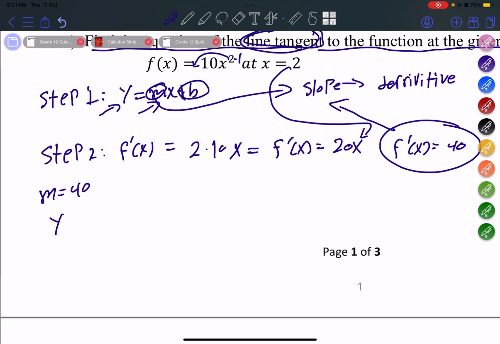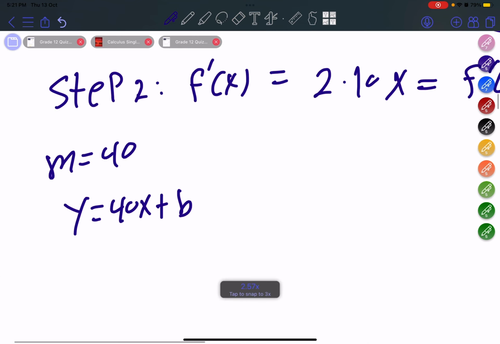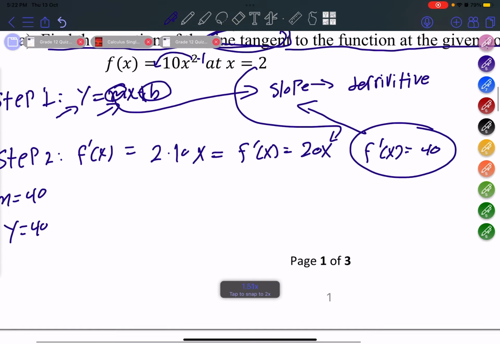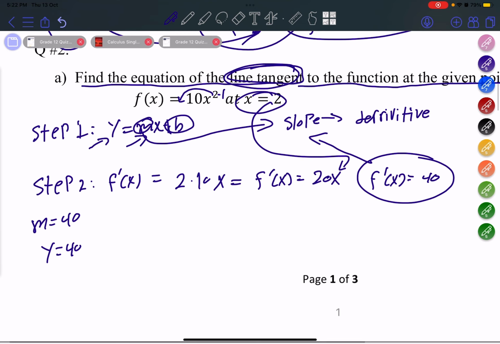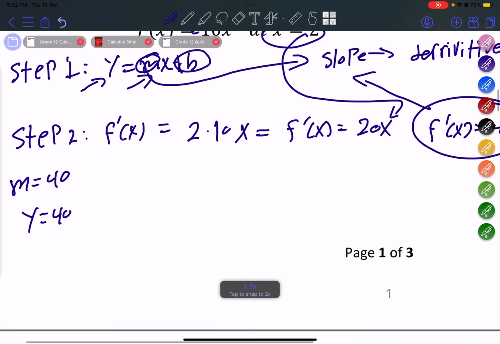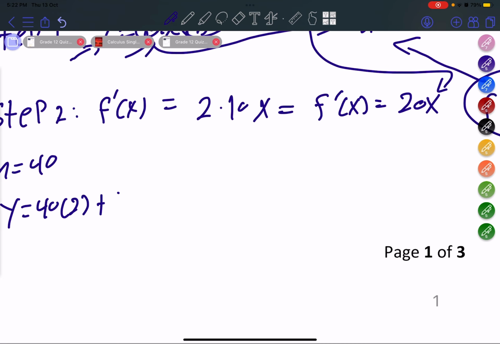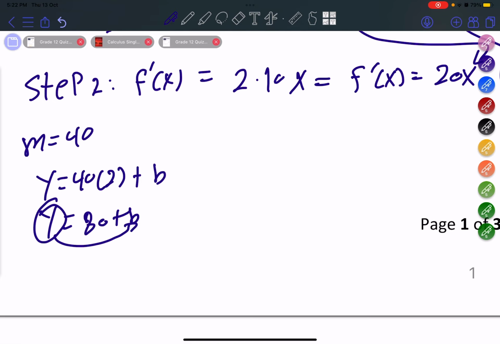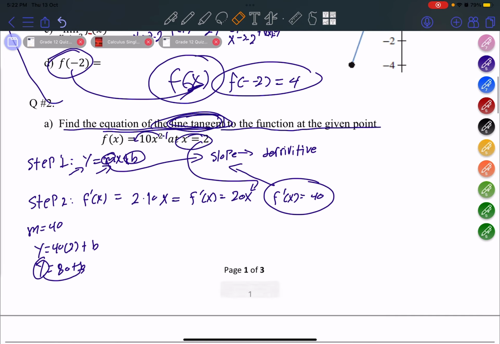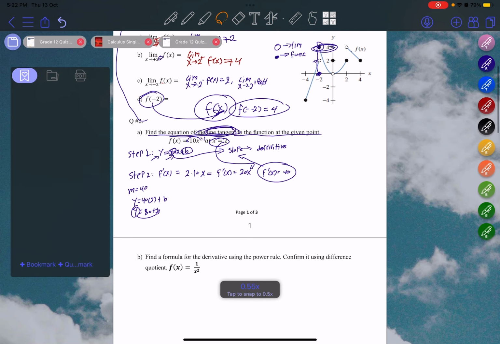So now if you write the equation once more, it is mx plus b. Let's replace m with 40, so it becomes 40x plus b. Now let us replace x with 2 again, because they gave us that at the point x equals 2 we will get the equation of the tangent line. So we write 40 times 2 plus b, which is y equals 80 plus b. Now we need to get the value of y in order to find b. How will we do that? We will just sub in, so let's put this down a little bit.